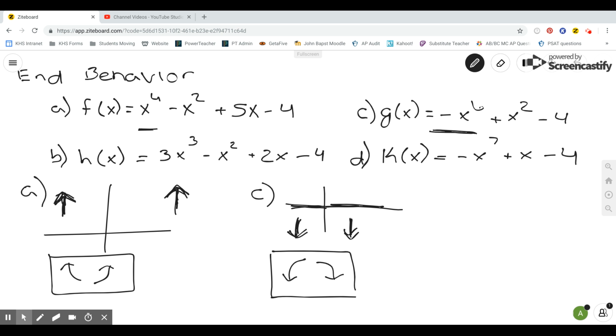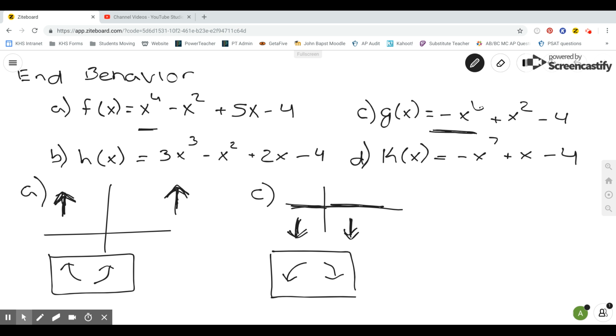And notice how we're leaving the middle space blank. We're not connecting these arrows right here. That is because all I'm figuring out is what happens when x gets really, really large, so when x goes to infinity or when x goes to negative infinity. I don't care about what's happening in the middle. I'm just figuring out that end behavior.